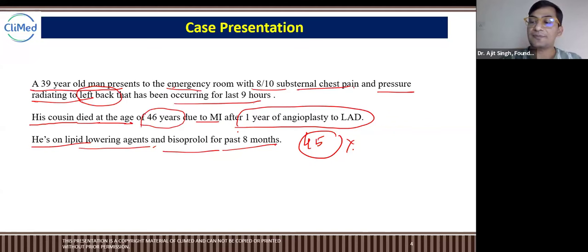Please tell me, guys. Anyone? Why are these things relevant to know? Family history. Wonderful. Yes, that is the family history. Family history is very important to know. So he has an immediate cousin. Let's understand one more important thing here. We can discuss it right here. His cousin means his paternal relative.